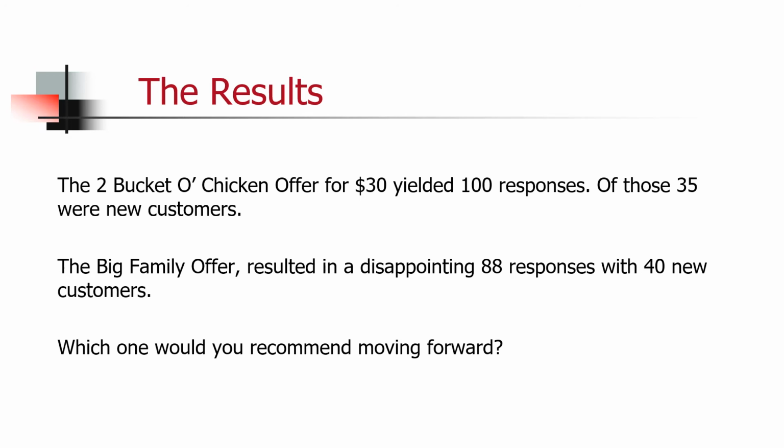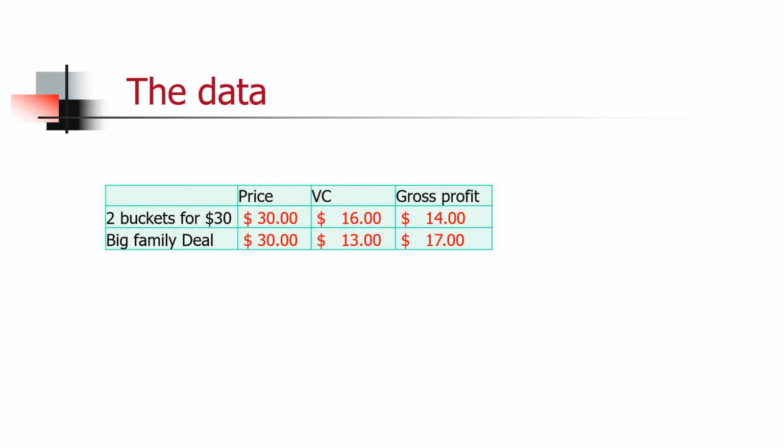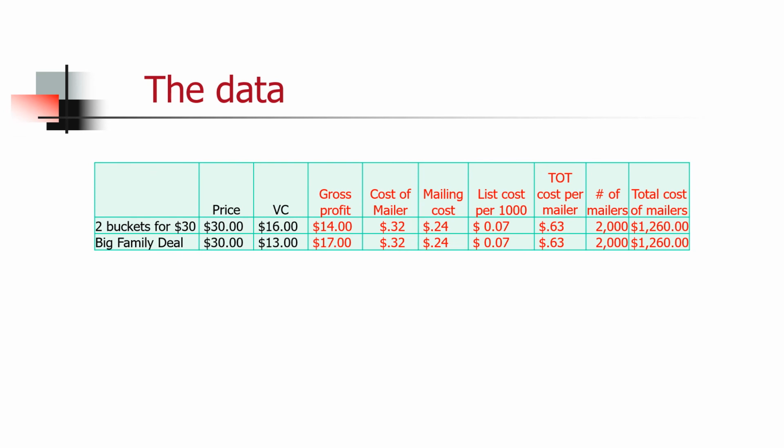Well, we have the data, but now we need to analyze that data to see what happened. So let's take a look at this, okay? So let's take a look at the cost. We sold each one for $30. The variable cost for the 2 buckets of chicken was $16, so it meant our gross profit was $14. The big family deal, the variable cost was only $13, and so our gross profit per order was $17. So every big family deal, we made $3 more than we did with the 2 buckets of chicken for $30 offer. All right, let's take a look at the mailing cost.